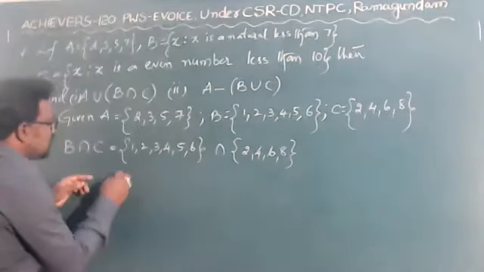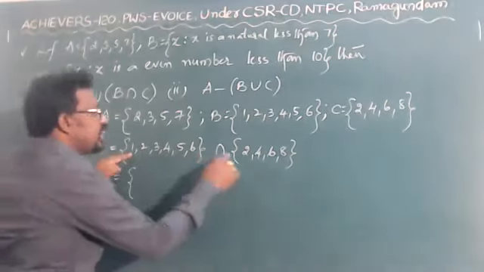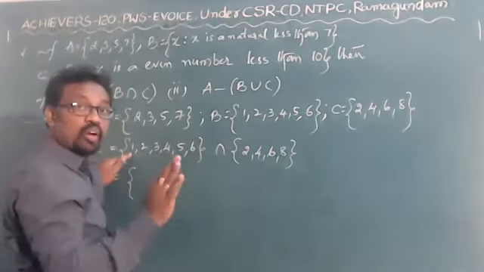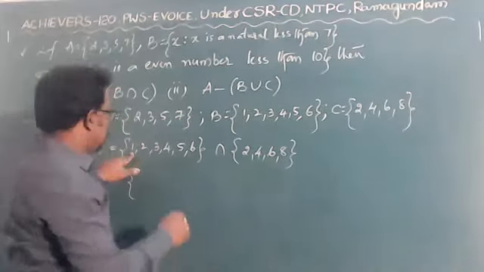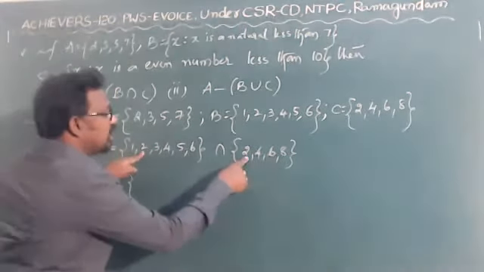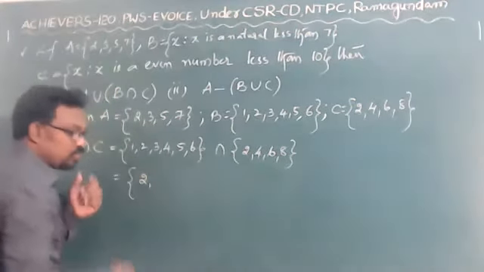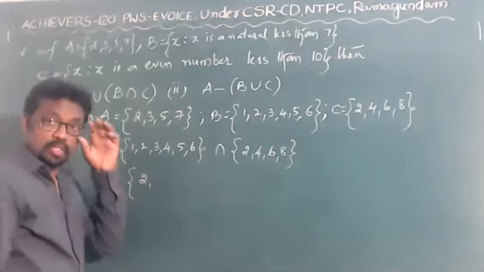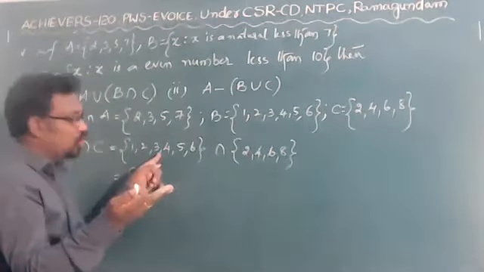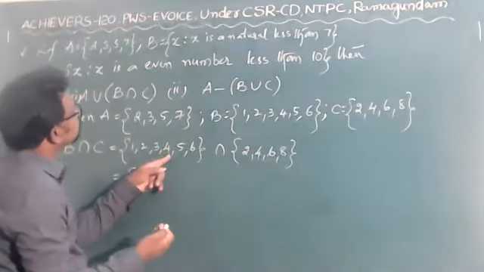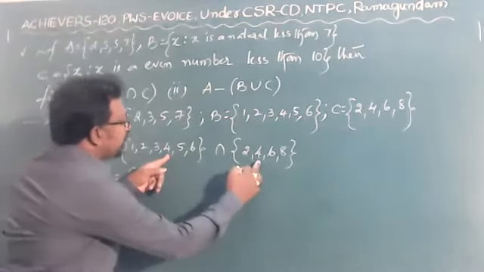What do you have here in C? 1. Is there 1 here? No. You should not write that one. The elements you have in common, those you have to write. What do you have here? 2. Yes, here there is 2. So you have to write 2. Very simple. And 3? Is there a 3? No. So what is here? 4. Here there is 4.